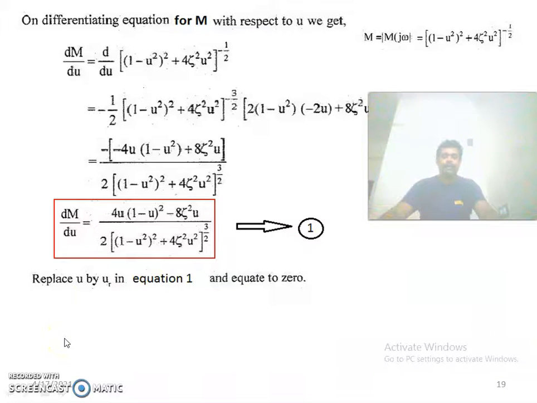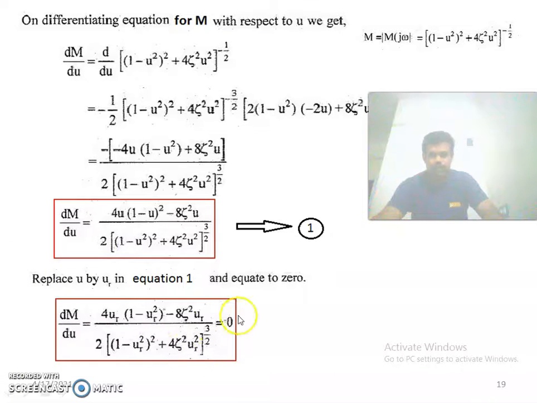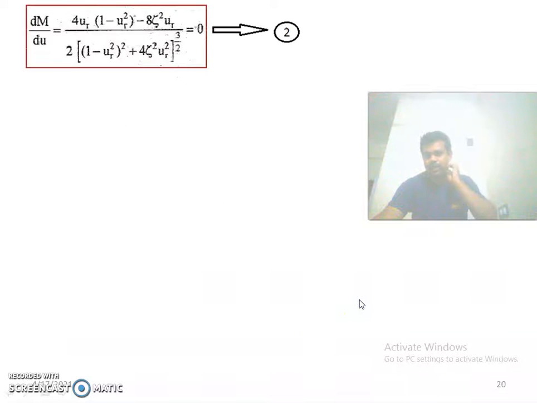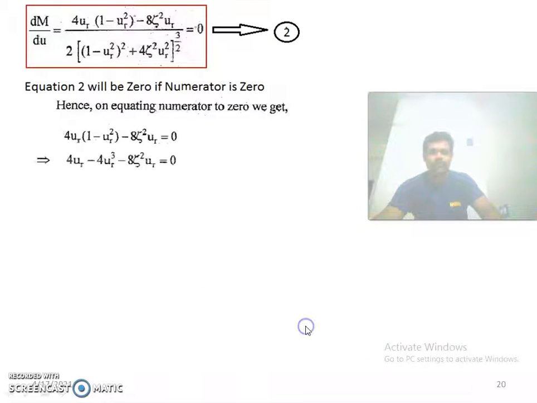Now we are replacing u by ur in equation 1 and we are equating it to 0. So when you are cross multiplying, this denominator part will go and we will be having only the numerator part. This is nothing but equation 2. While cross multiplying, we are having only that numerator part. So 4ur minus 4, here you are having a ur and here you are having a ur, so ur cube, minus 8 zeta square ur is equal to 0.